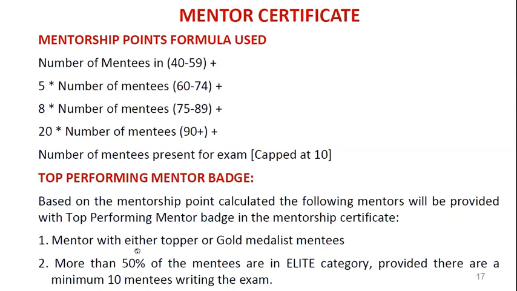Mentors with either topper or gold medalist mentees: under your mentorship, your mentees secured either topper of the course or gold medalist. Gold medal means a score of 90 and above. Then, more than 50% of the mentees are in the elite category. Elite means a minimum of 60 to 74. Provided there are a minimum of 10 mentees writing the exam. If these two conditions are satisfied, then you will get the top performing mentor badge.